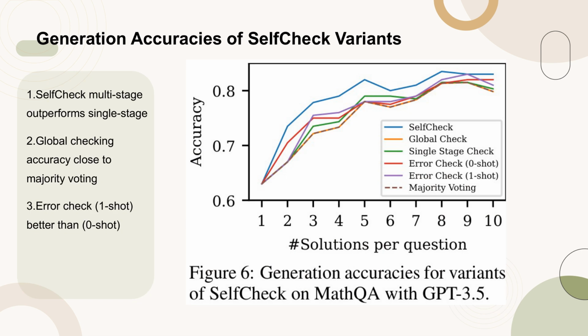Figure 6 illustrates the generation accuracies of various variants of SelfCheck on the MathQA dataset using GPT 3.5. The key findings show that the multi-stage step checking method of SelfCheck significantly outperforms the single-stage approach. Additionally, the global checking method, which does not consider steps, has accuracy levels very similar to majority voting, indicating its limitations. The error-checking method, particularly when enhanced with one-shot learning, demonstrates improved performance over the zero-shot version, further validating the necessity of detailed step-by-step analysis and comparison in the SelfCheck framework.